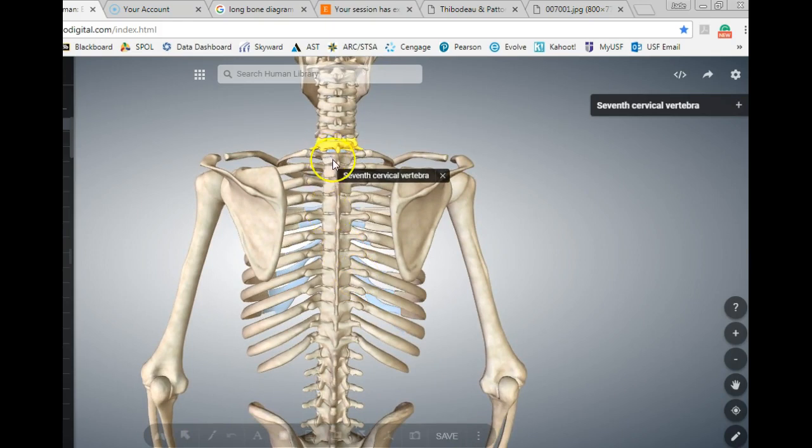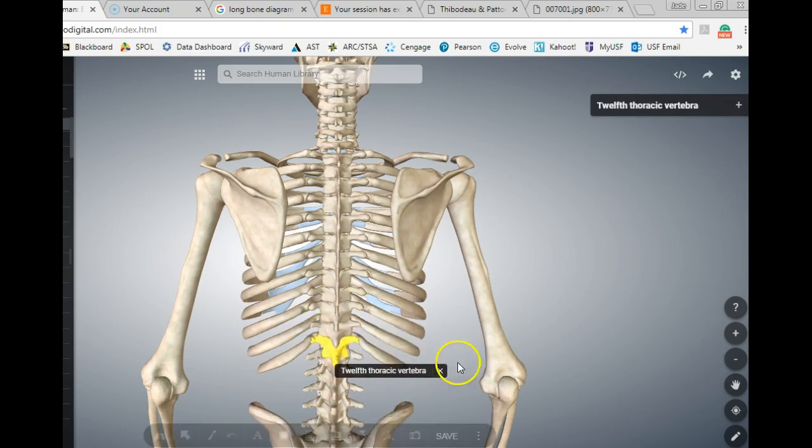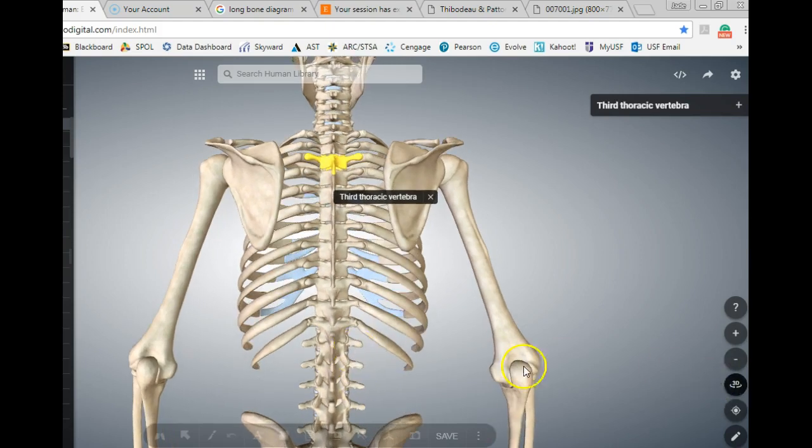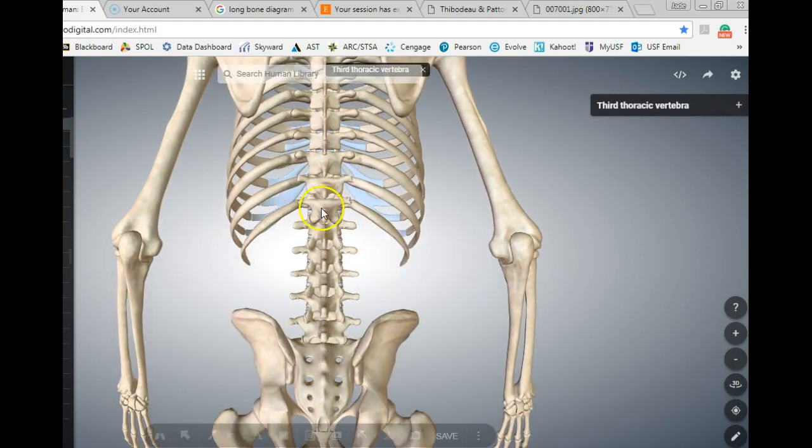Then we are going to move into the thoracic vertebrae. So we have 1, 2, 3, 4, 5, 6, 7, 8, 9, 10, 11, and 12. So these will be referred to as T1 through T12. So if somebody says pain in T3, you know that they're talking about the 3rd thoracic vertebrae. So again, 12 vertebrae within the thoracic spine.